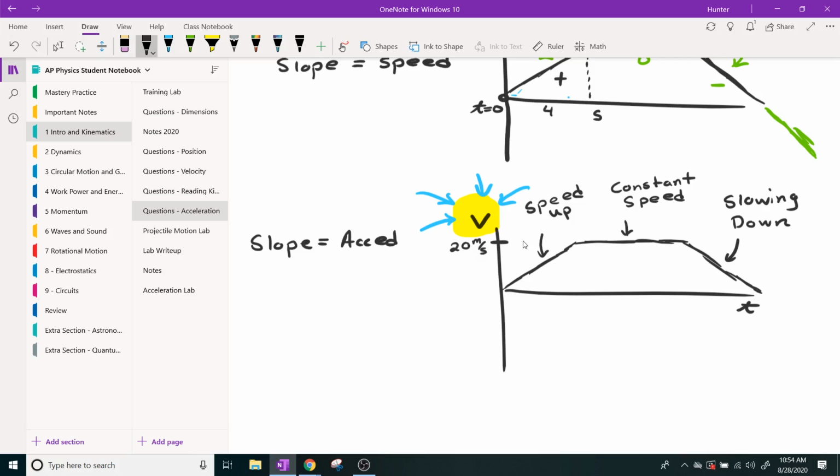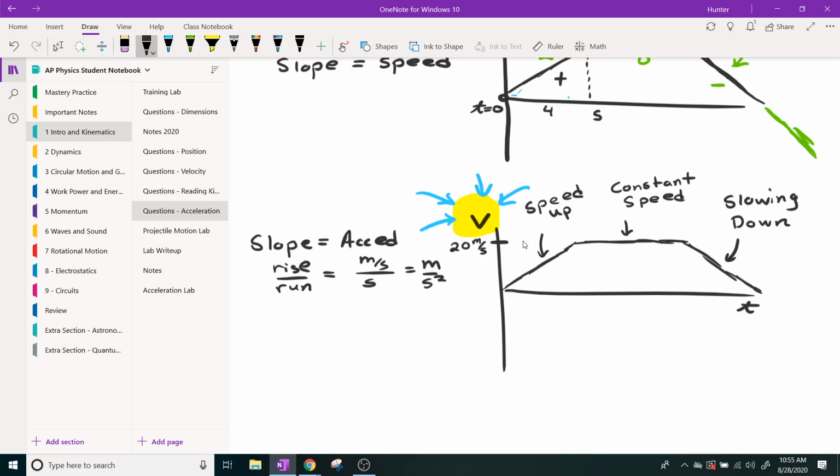And we can see that because we know that it's rise over run, so the rise is going to be measured in meters per second, and the run is going to be in seconds. So that comes out to meters per second squared. So the slope of a velocity time graph is the acceleration. The velocity time graph can show you what the acceleration is.